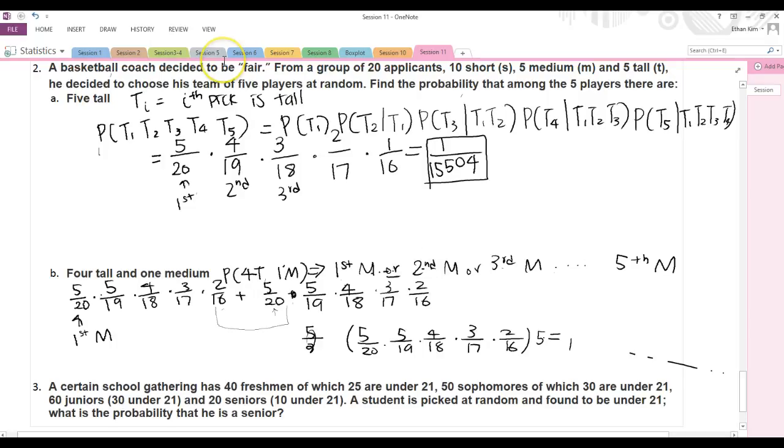Okay, this is causing a little trouble right now. Let's just fix this. Okay, so everything else stays the same. The denominator is the same, but it's just the numerator that's being changed.